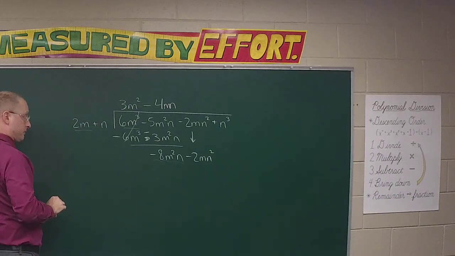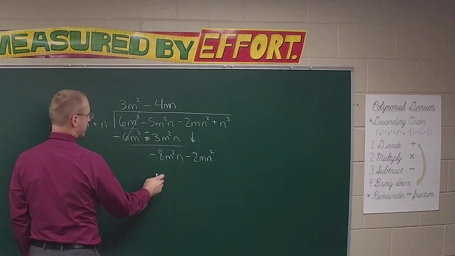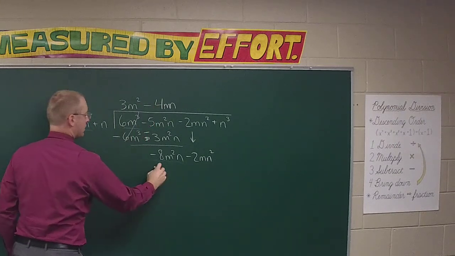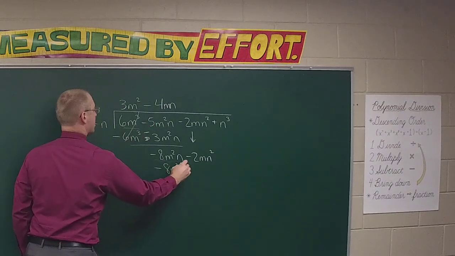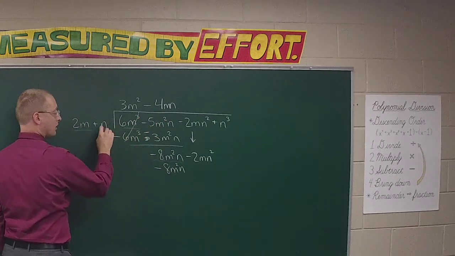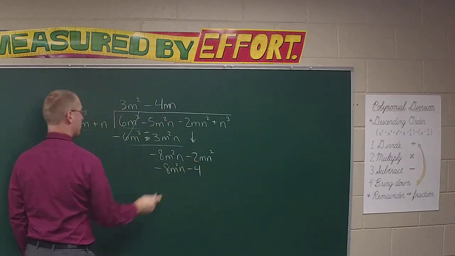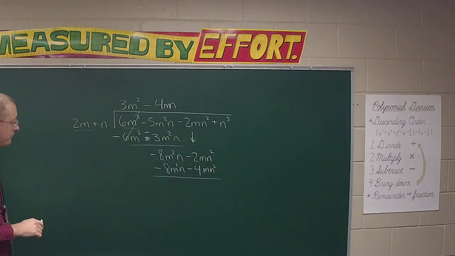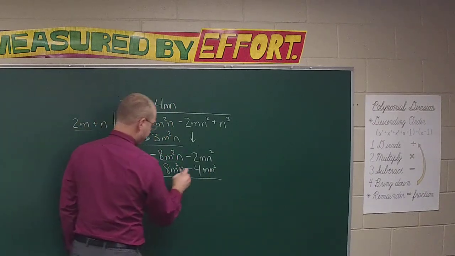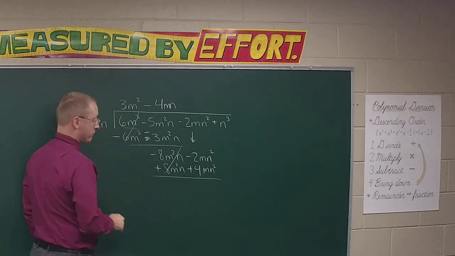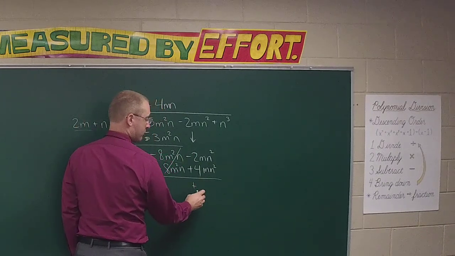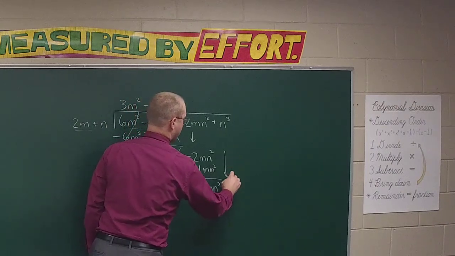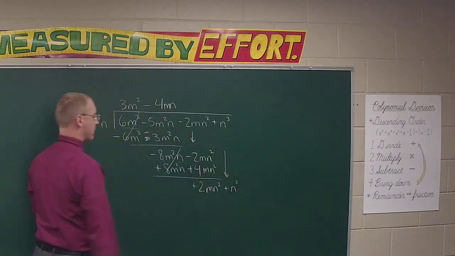Once we've done that, divide the first by the first. All right. Positive, negative 8m squared n. Negative 4mn squared. And then what, Noah? And then we'll bring down the n cubed. Then what, Brandon?